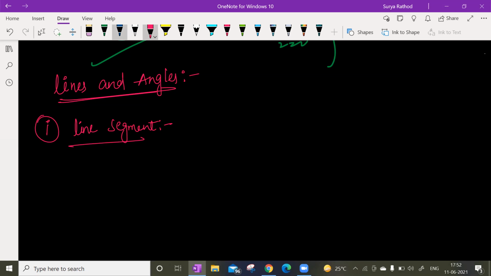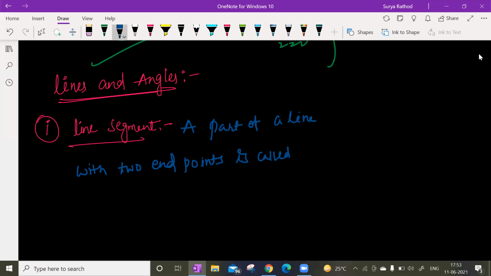All right, so look at this. Line segment means what? A part of a line. Line segment means basically a part of a line with two endpoints is called the line segment.